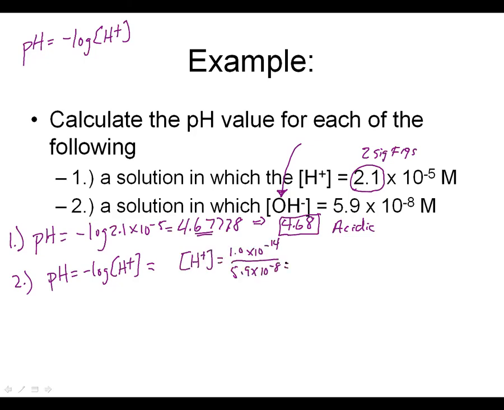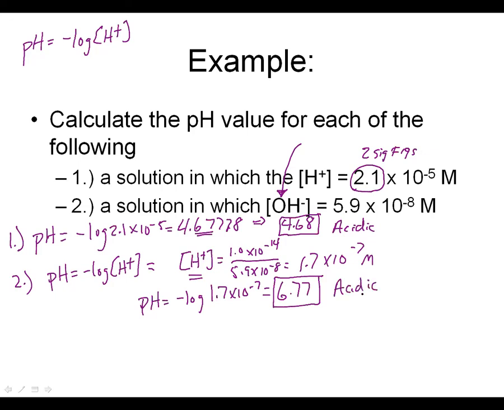And that is going to get us, will give us 1.7 times 10 to the minus 7 molar. And now that we have the H plus concentration, we could take the pH is equal to minus the log of 1.7 times 10 to the minus 7, and that gives us a pH of 6.77. And that is going to also be acidic.